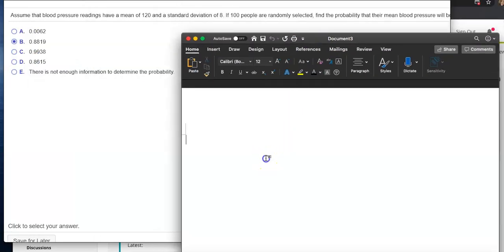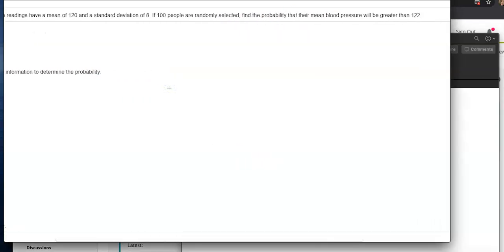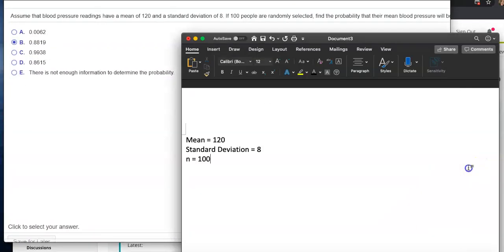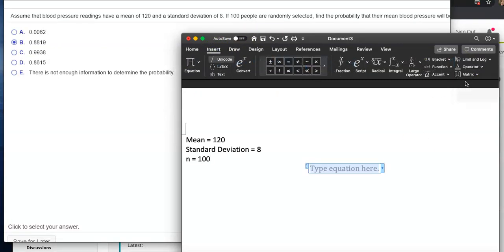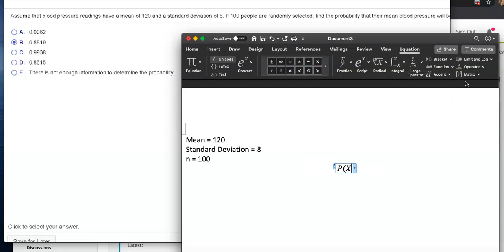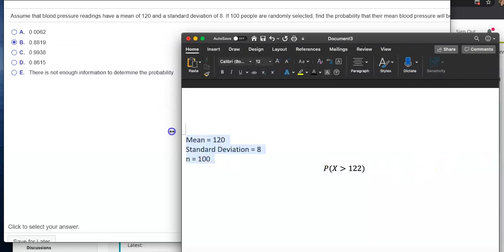We have that the mean is 120 and standard deviation is 8. What else did they give you? That n, the sample size, the lowercase n, is 100, randomly selected. They want you to find that their mean blood pressure will be greater than 122. So what we want to find here is the probability that x is greater than 122.